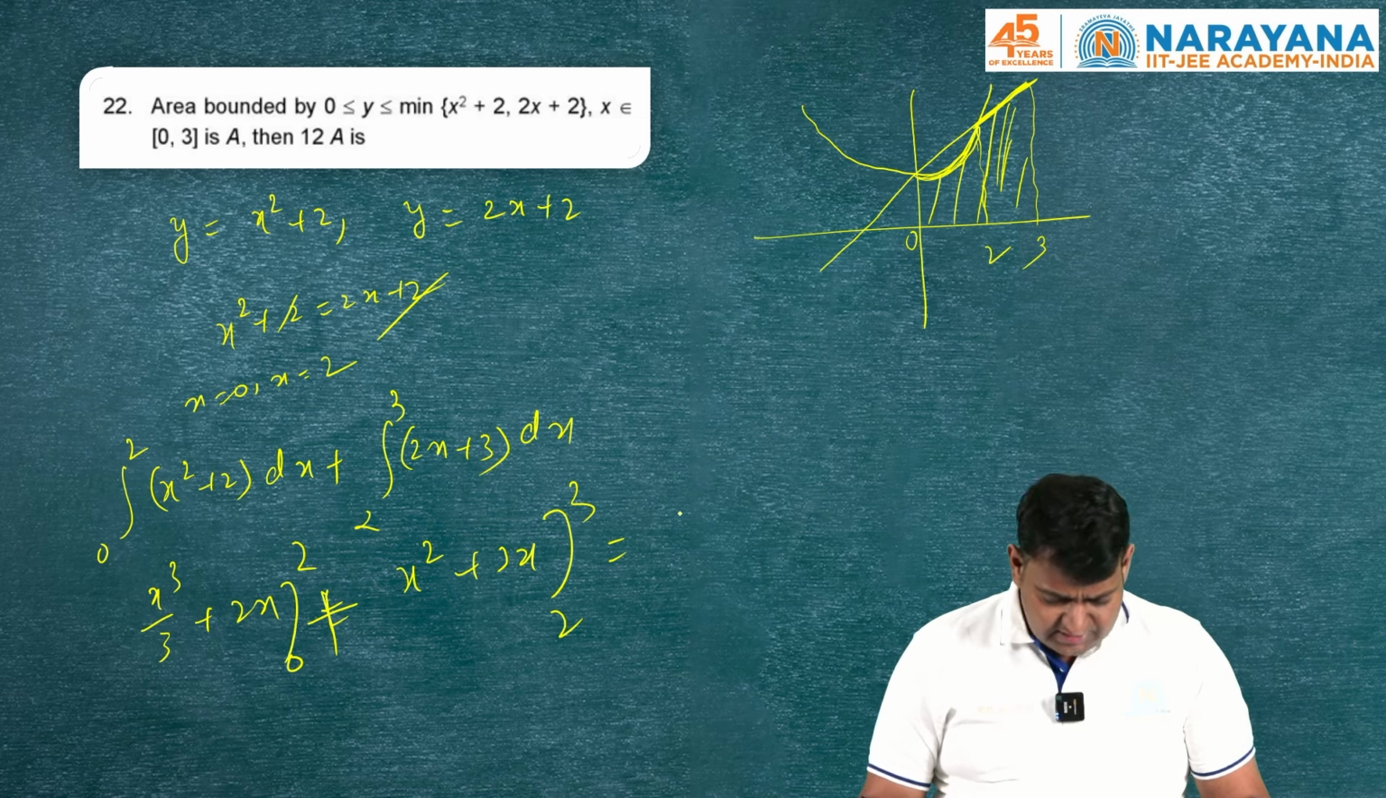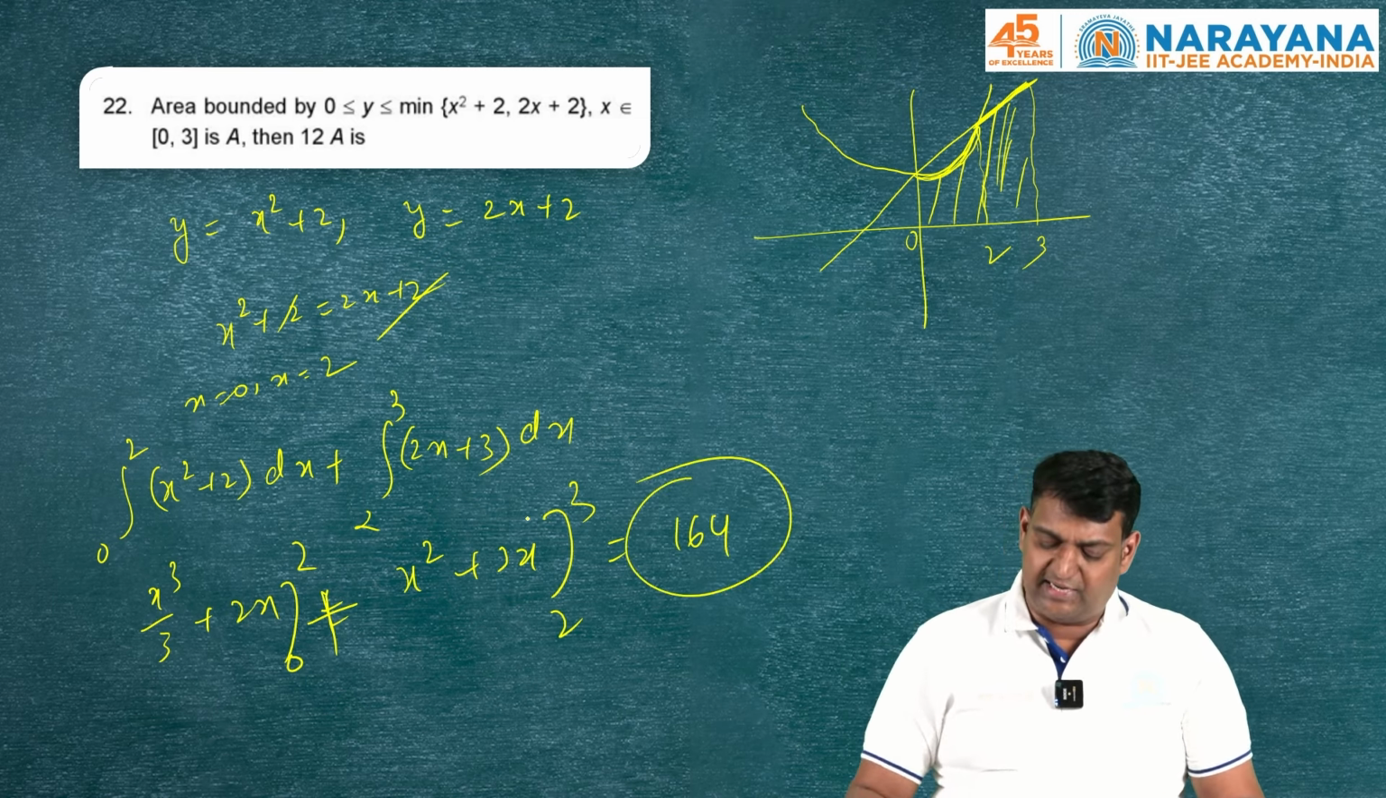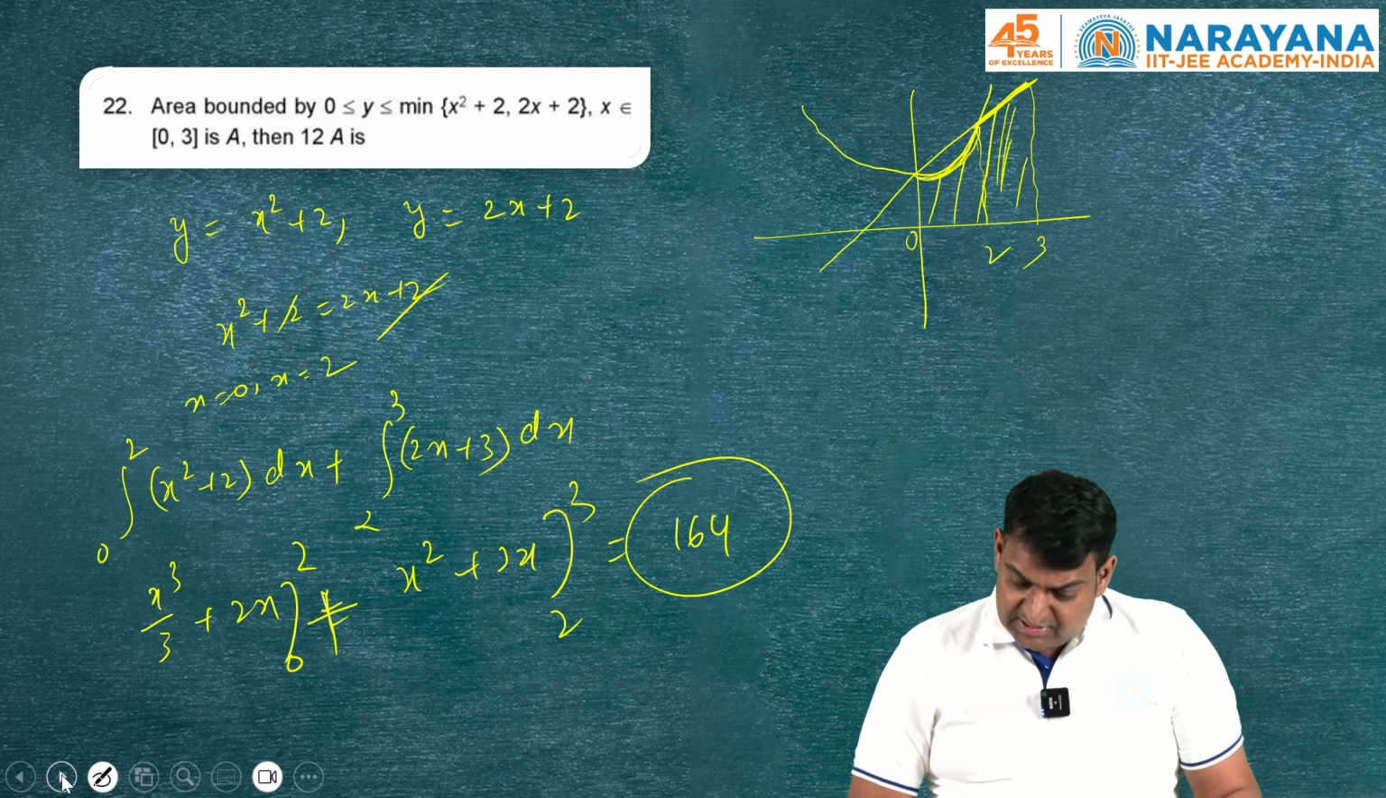So you will get, after 12a, you will get 164. I guess you can do the calculation. Just you have to apply the limits and simplify. Let us move to the next one.